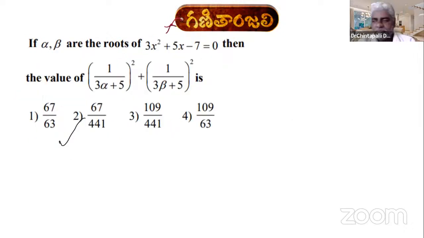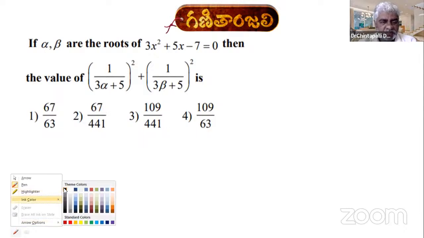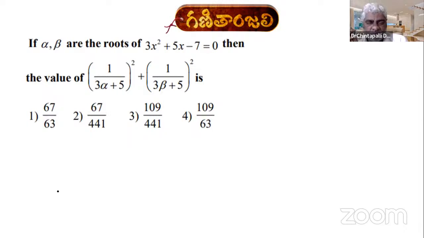See, alpha, beta are the roots of 3x square plus 5x minus 7 is equal to 0. Students may try to simplify this directly as we did in the previous question. But there is another way to solve these sums. If a quadratic equation is given and its roots are given, we can do 4 things with those roots.